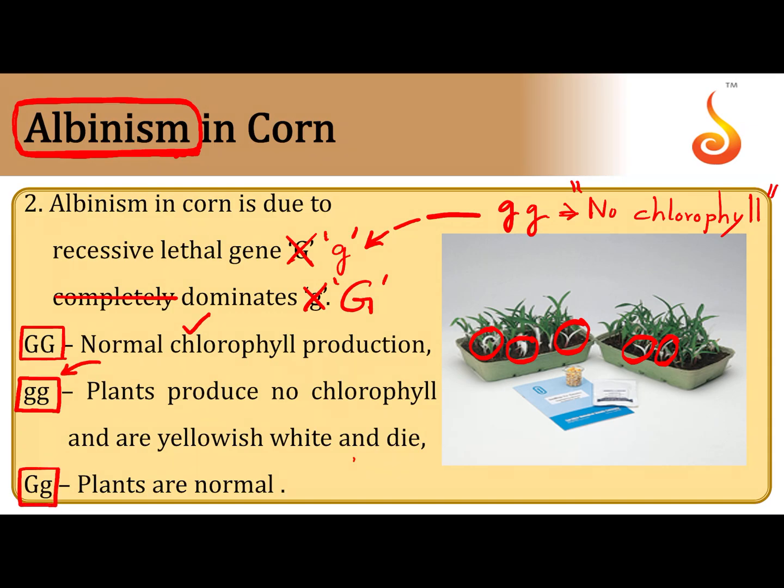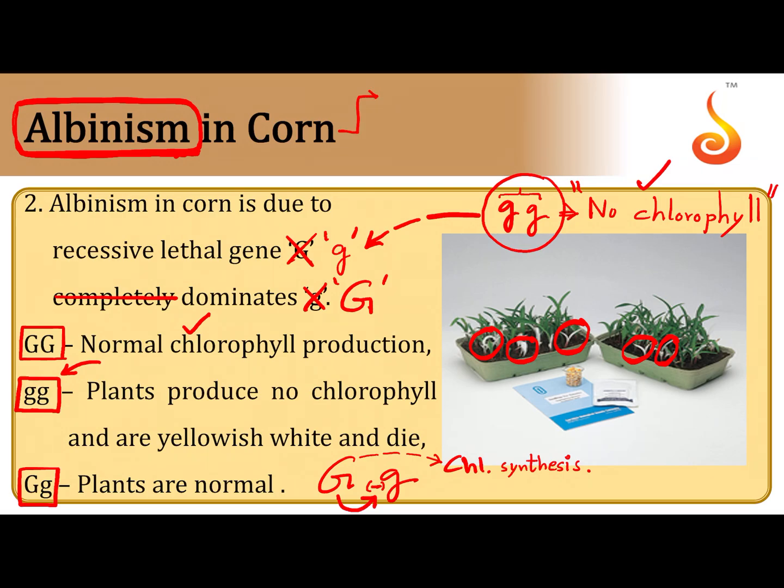However, when there is capital G, small g, you all know that capital G is dominant over small g. It will not allow the expression of small g. So we know that capital G is responsible for chlorophyll synthesis. So anyway, the plants will not be affected in heterozygous condition. So which is the lethal condition? Small g is the lethal condition, because when 2 copies of small g occur together, there is no chlorophyll production. The plant becomes pale and yellowish and white, and it will ultimately die.